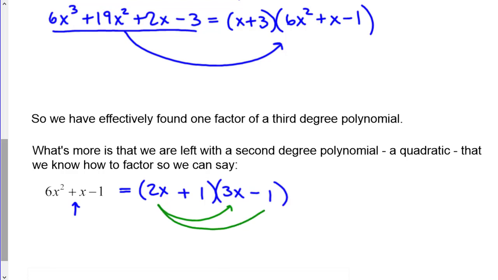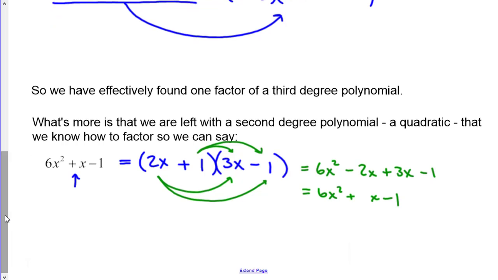2x times negative 1, and let me write this out. So 6x squared minus 2x, so that's good. 1 times 3x is 3x. And 1 times negative 1 is negative 1, so it does factor. So 6x squared plus 3x minus 1. So all I've done, oops, not plus 3x, just plus x. So all I've done is factored that polynomial.